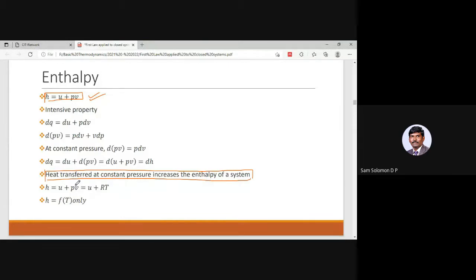And you can replace this PV with RT. And we have already seen U is a function of T only. Now R is a constant, and then you have temperature. So on the right-hand side, you have all temperature. So your H, or enthalpy, is also a function of temperature only. So that is the definition of enthalpy.